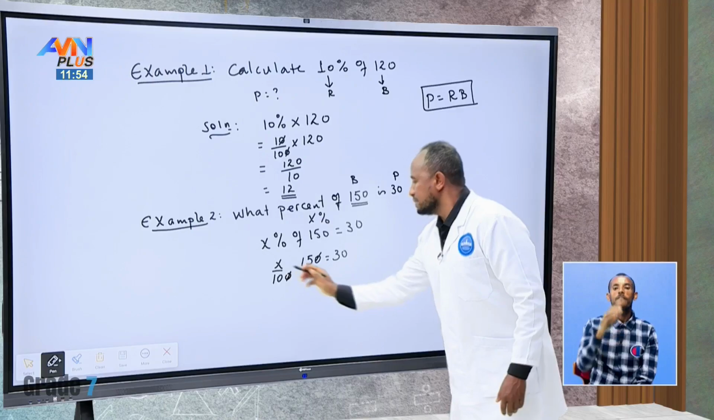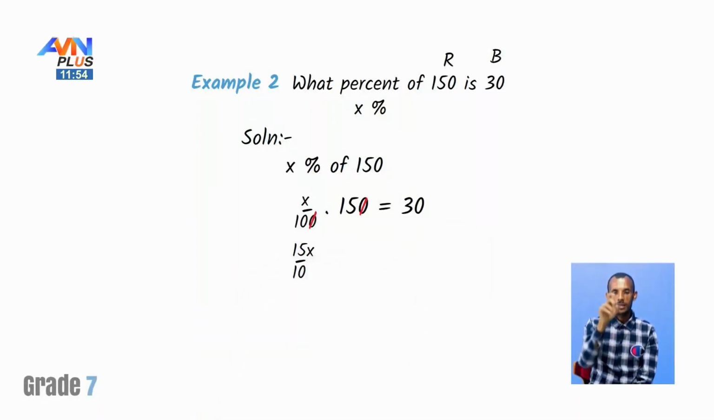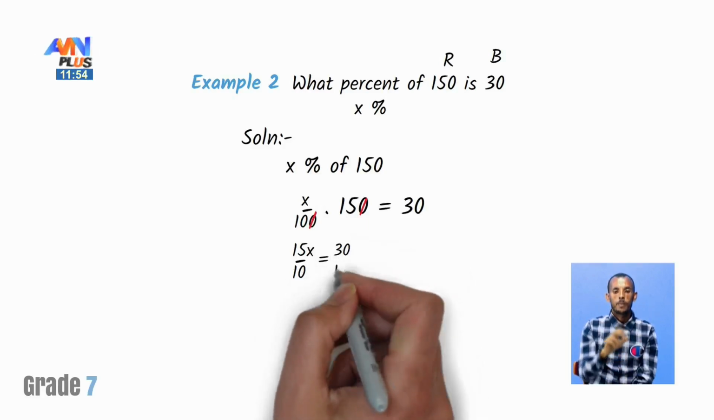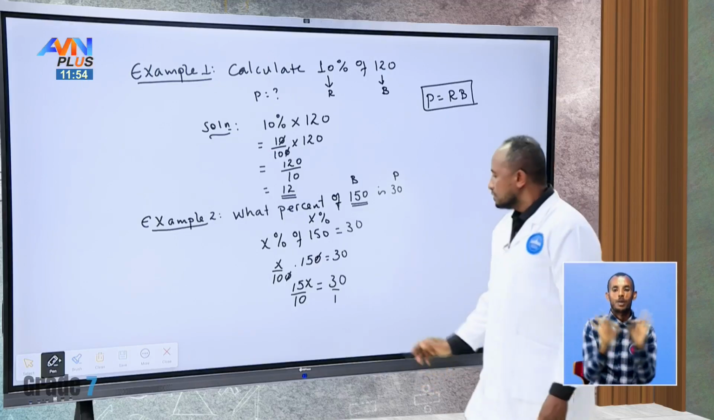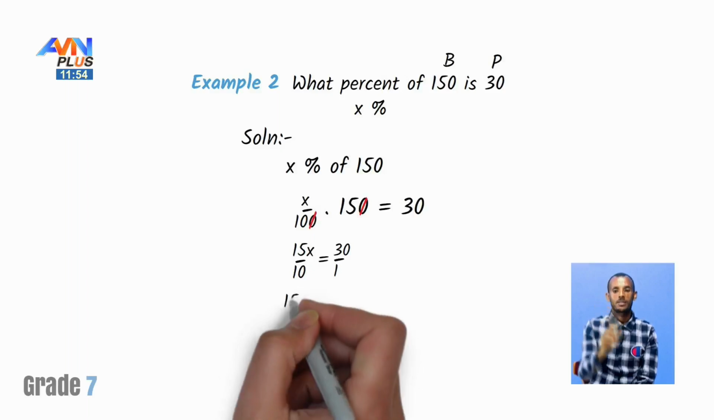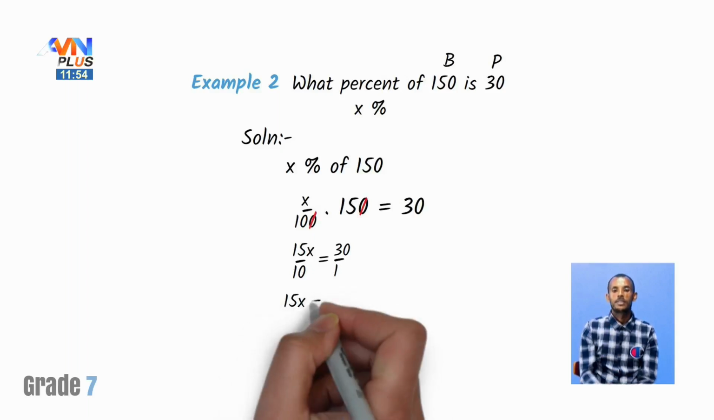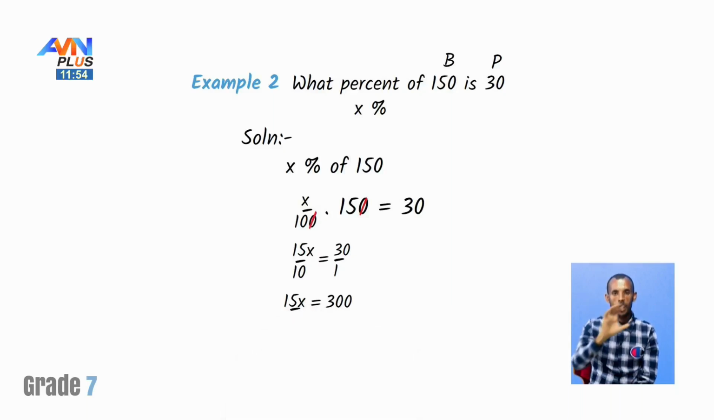So 15 times x is this, 15x divided by 10 is equal to 30. Therefore, to solve for x, let's apply cross multiplication. 15x times 1 is 15x, equal to 10 times 30, which gives us 300. And then divide both sides by 15 to solve for x.